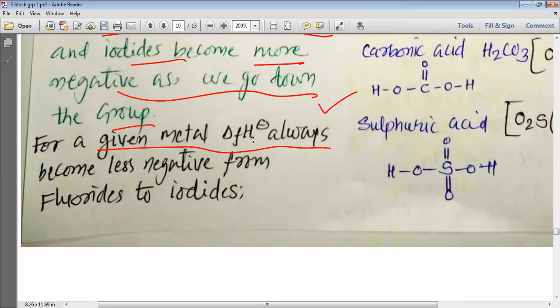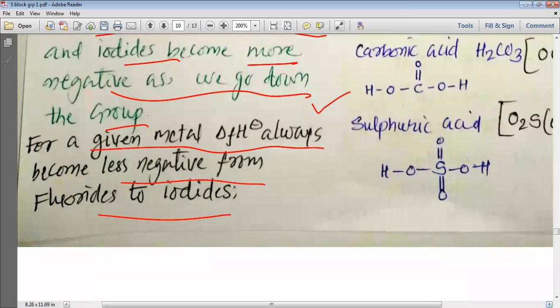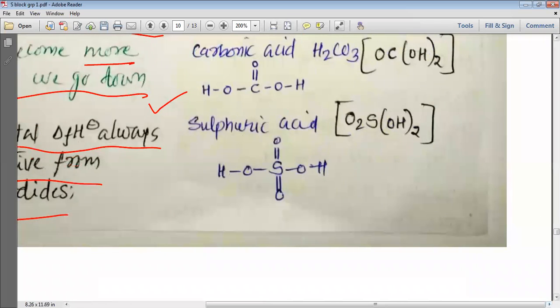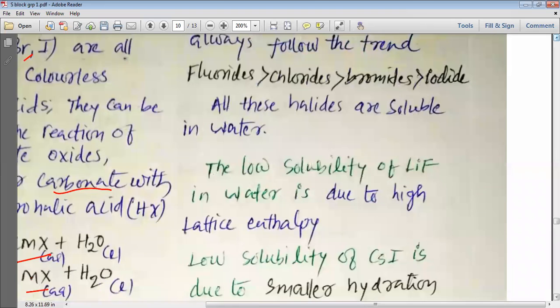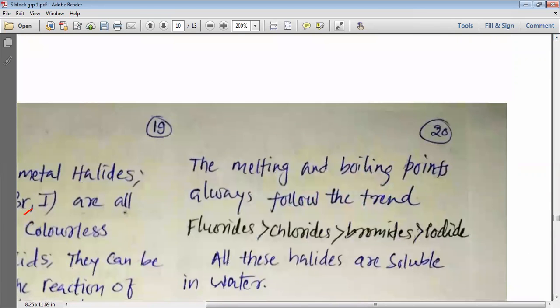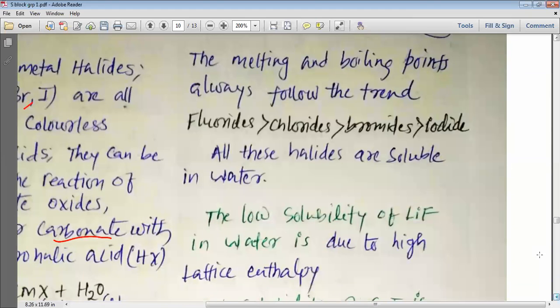For a given metal, the enthalpy of formation always becomes less negative from fluoride to iodide. So for any metal, the highest enthalpy of formation is with the fluoride and the lowest enthalpy of formation is with the iodide. So all the iodides of these metals are not so strong or not so ionic in nature, but all the fluorides have the strongest bond and are ionic in nature.